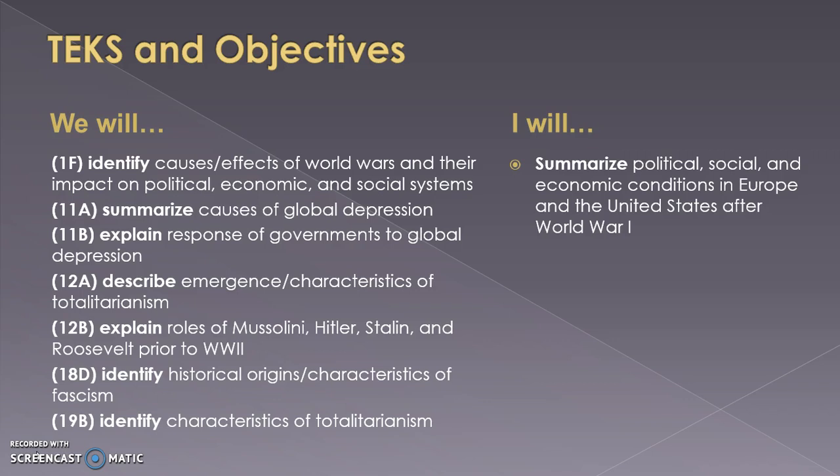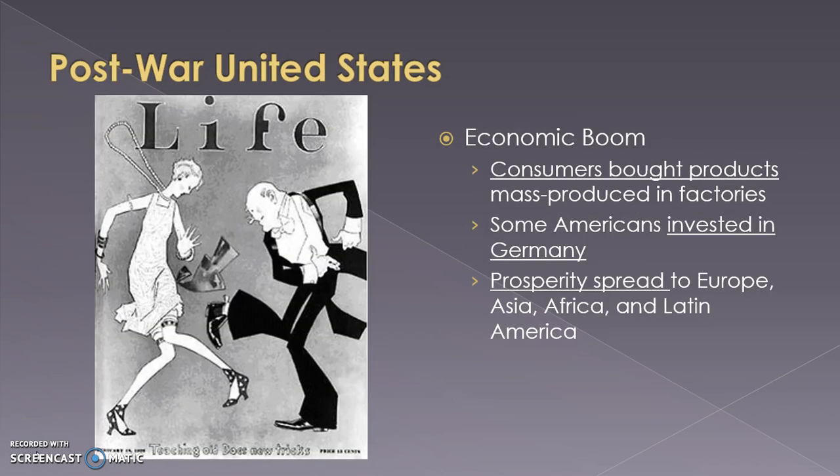to World War II. We will be identifying the historical origins and characteristics of fascism, and also the characteristics of totalitarianism. By the time that we are done, you will be able to summarize political, social, and economic conditions of Europe and the United States after World War I. So let's talk about the United States after World War I.